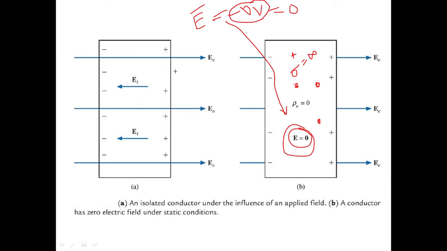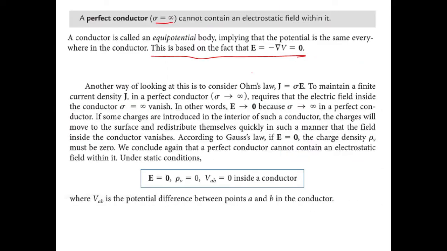What is gradient? It is change in the potential. So there should not be any change in potential. That is why it is called an equipotential body, right? Since E is equal to zero, gradient of V also should be zero. Hence, it should be an equipotential body. That is when we call that body a conductor.